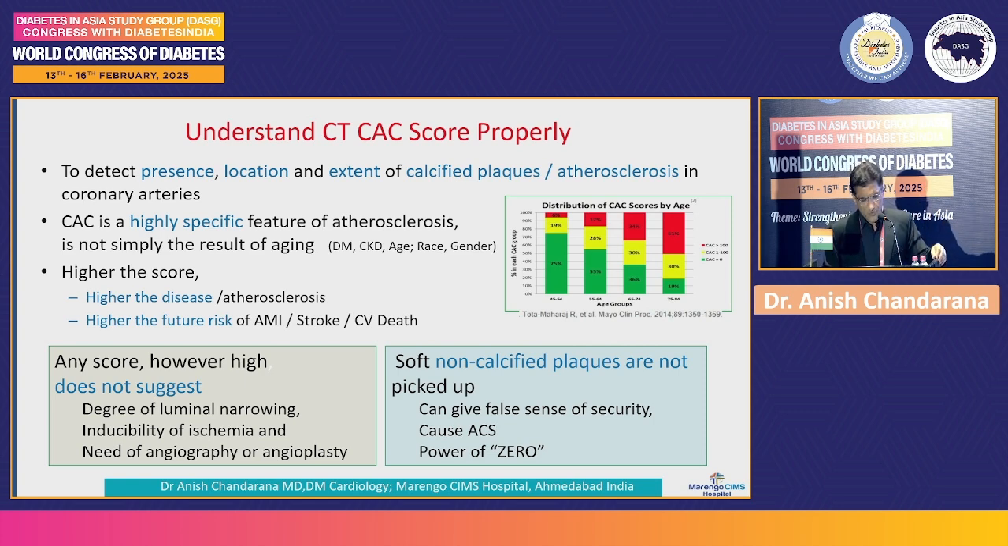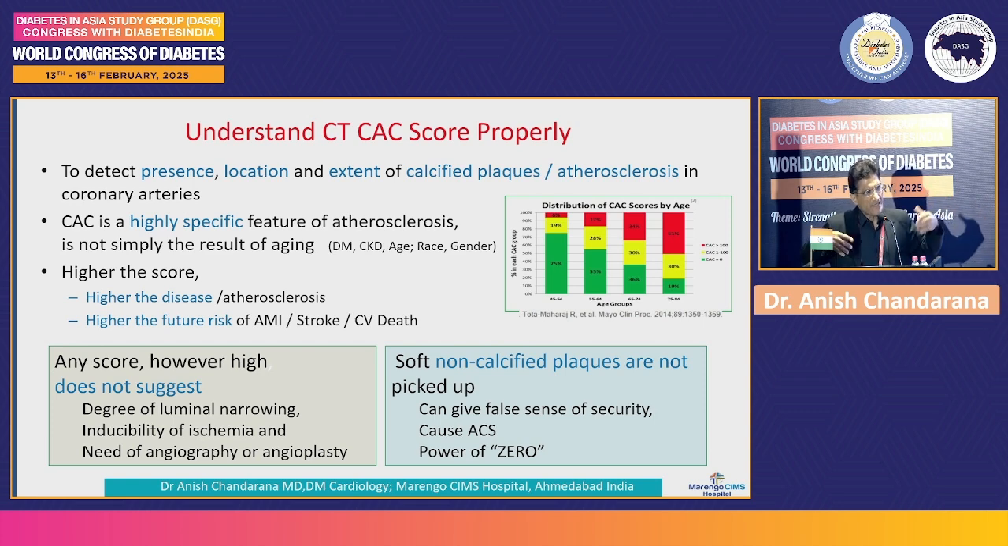Two points which are very, very important at this juncture I would like to mention. Any score, however high, doesn't suggest degree of luminal narrowing, doesn't suggest the inducibility of ischemia, and doesn't suggest the need of angiography. There is a very wrong practice which I see erupting in the last 2 years, where anybody and everybody with a calcium score of more than 0 is sent for angiography. That's an extremely pathetically poor practice. Whatever score, even if it may be 1,000, 2,000, it doesn't indicate a need of angiography. It means there is atherosclerosis.